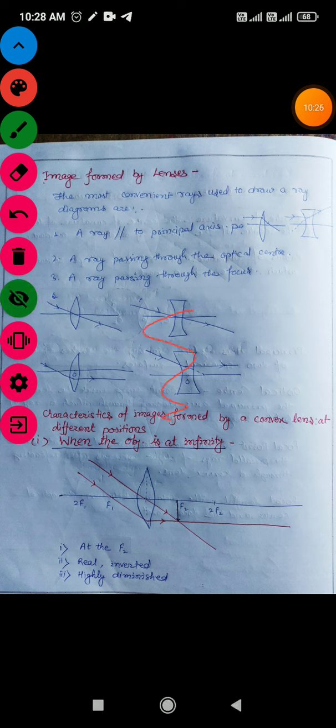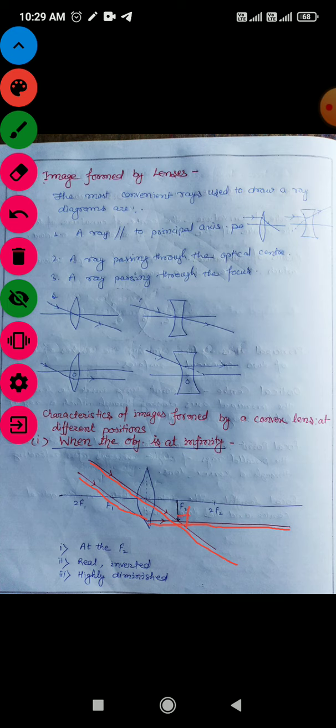Students, we can see it here also. After passing through the focus, the ray will become parallel to the principal axis, and both the rays, after passing through the lens, intersect at F.